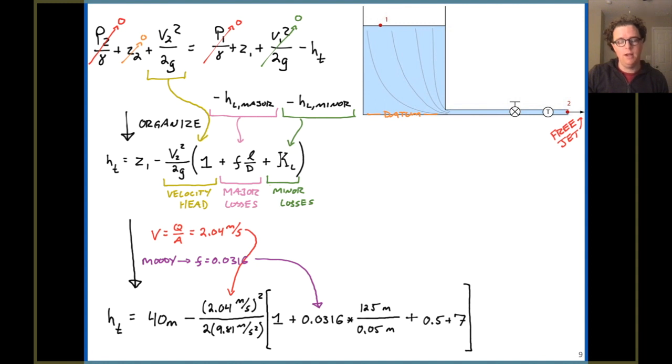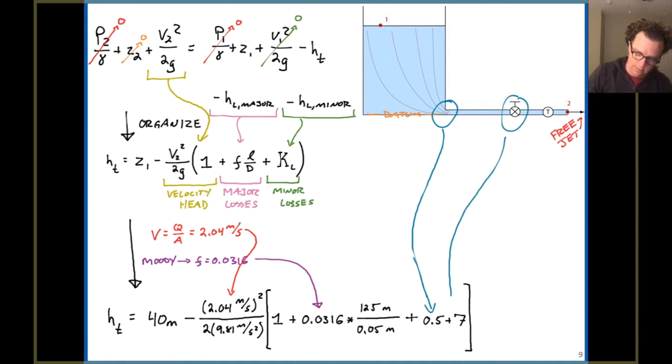And then finally for minor losses, you'll see I've got a 0.5, and that accounts for that sharp corner transition. And so my 0.5 is accounting for that first transition, and that 7 is accounting for the valve. And so we can just add both of those in. Yep, so KLs for the entrance and valve. And so in this problem, what we find is the turbine might remove as much as 21.5 meters of head.